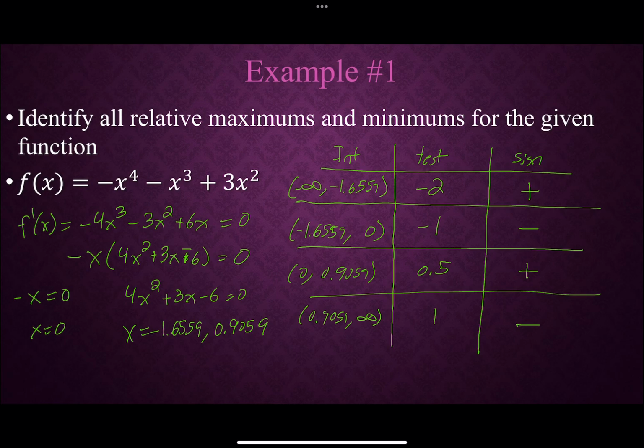More importantly, if it had been like x squared we factored out, a double root, then it's generally not going to change signs at that location. All right, so we can see at negative 1.6559, it went from positive to negative. It went from increasing to decreasing, which means this is a maximum. At 0, it went from negative to positive, which means it went from decreasing to increasing, so that's a minimum. And then at positive 0.9059, it went from increasing to decreasing. That's a maximum.